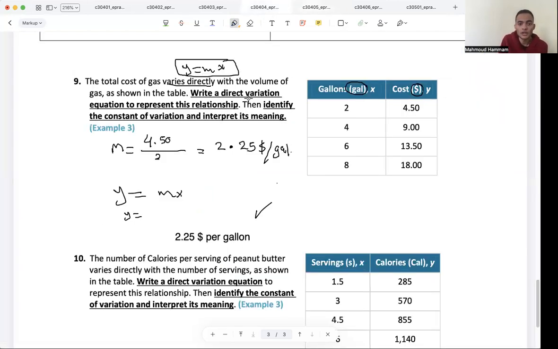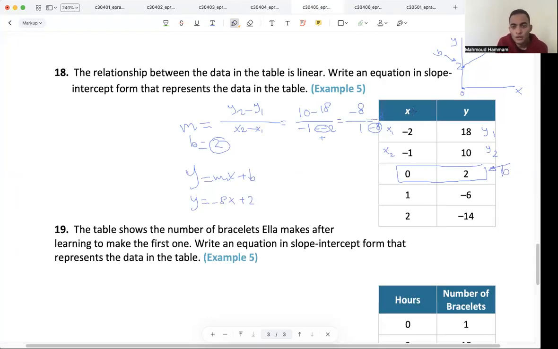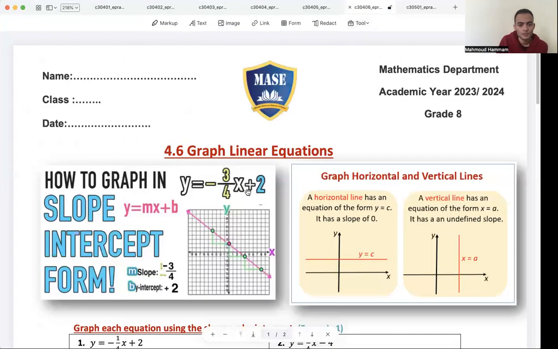Here, you will say direct variation, so y equals mx. So y equals 2.25x. Here, is it direct variation? No. How did I know? Because you will find at x equals 0, there is a value. This means there is a y-intercept. Clear?